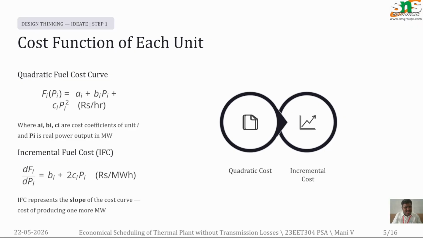The cost function for each unit is the quadratic fuel cost curve: F_i(P_i) = a_i + b_i P_i + c_i P_i² rupees per hour. This is the fuel cost equation, where a_i, b_i, c_i are the coefficients of the units and P_i is the real power output of the ith unit. The incremental fuel cost is the derivative dF_i/dP_i = b_i + 2c_i P_i. It represents the slope of the curve and the cost of producing one more megawatt.